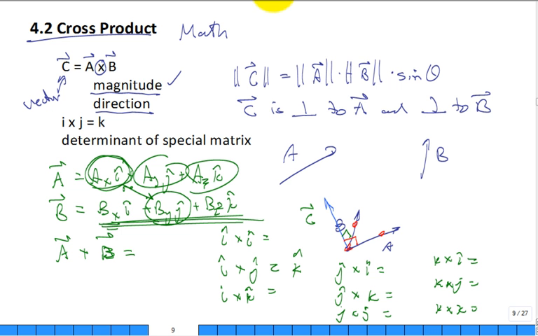So who wants to help me here? Somebody, you in the front team, of the 4 people right here, what is i cross i?